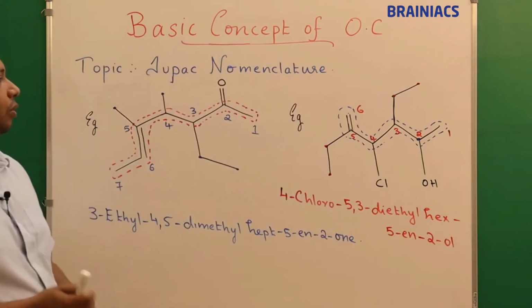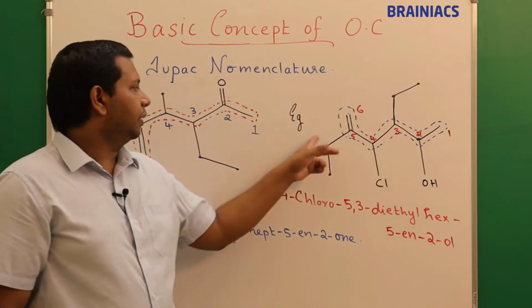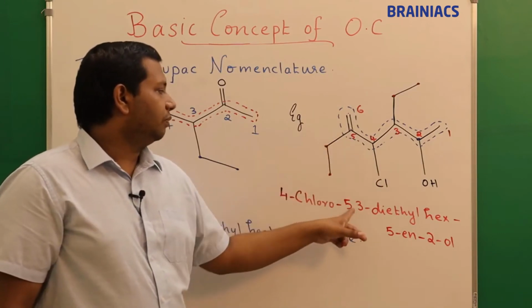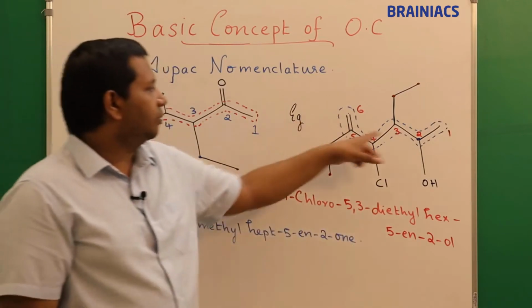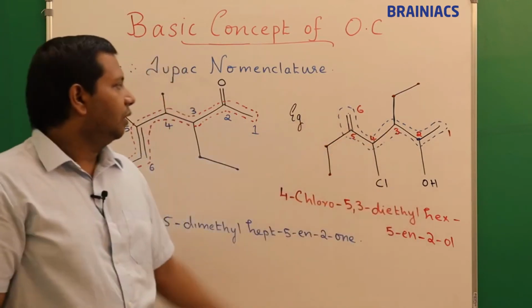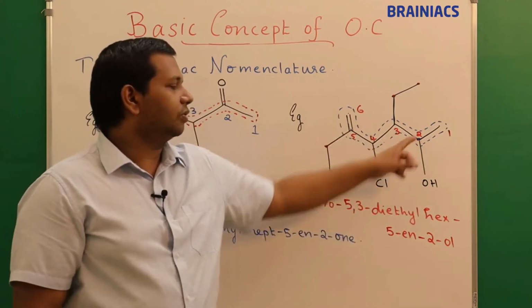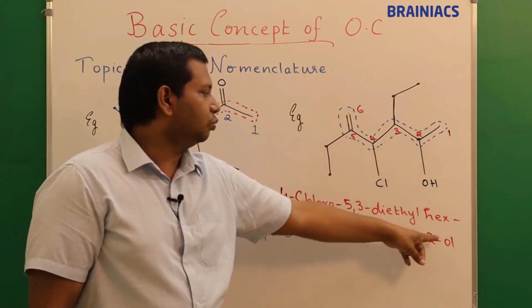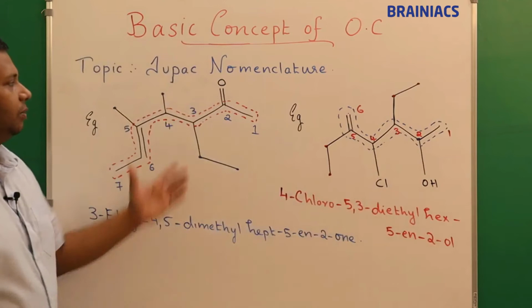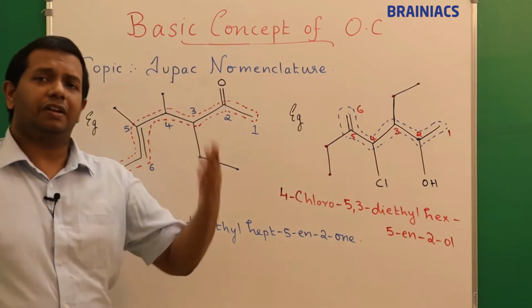4 chloro, correct? Alphabetically chloro will come first. So 4 chloro, then 5 comma 3 diethyl. 6 carbon atoms in the parent carbon chain, so hex. At the 5th position there is a double bond, so hex-5-ene. Then the secondary suffix functional group is there, at position 2. So hex-5-en-2-ol. So this is the way you need to name it. I hope you understood. So we will try out more examples with the different classes.